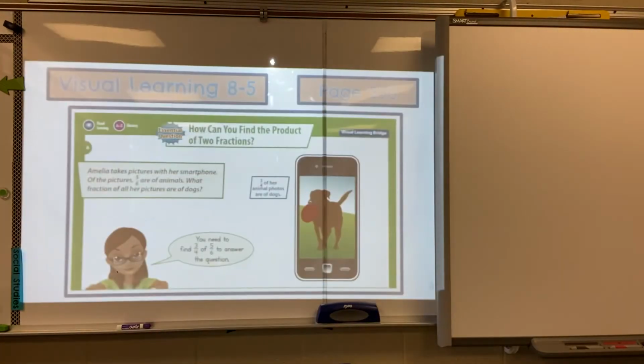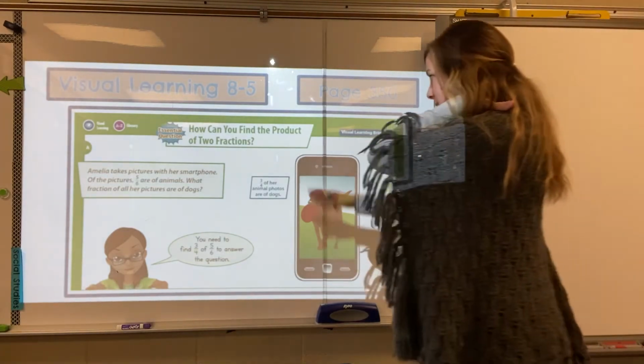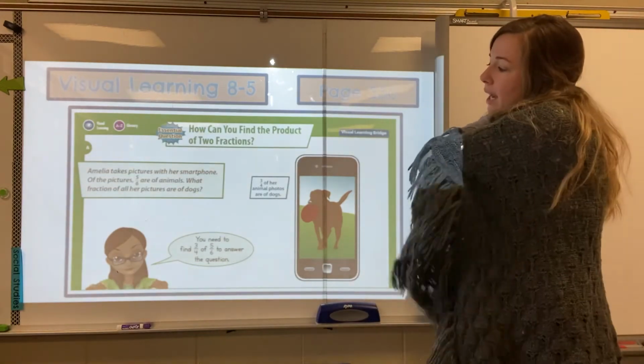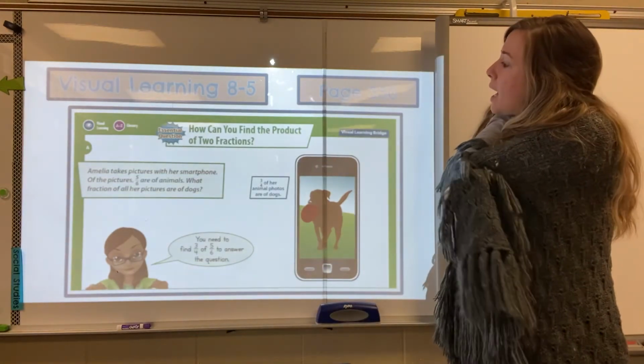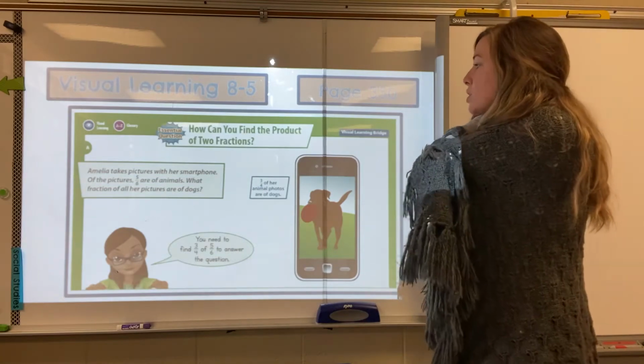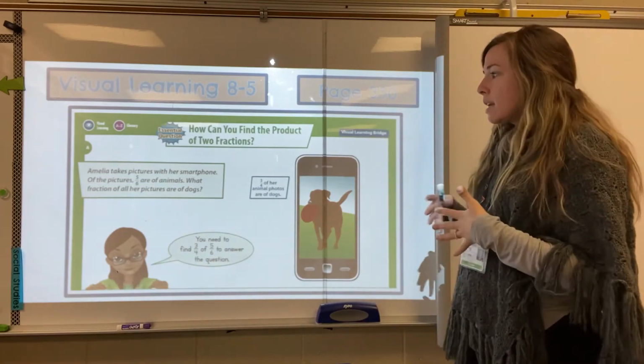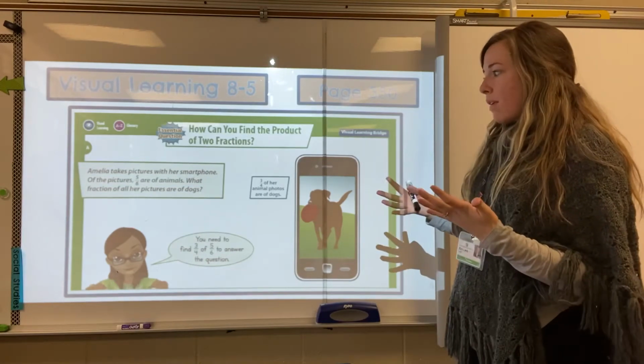Visual Learning Bridge, sorry. And our essential question: how can you find the product of two fractions? Let's go ahead and take a look at this word problem with Amelia. Amelia takes pictures with her smartphone. Of the pictures, 5/6 are of animals. What fraction of all her pictures are dogs?